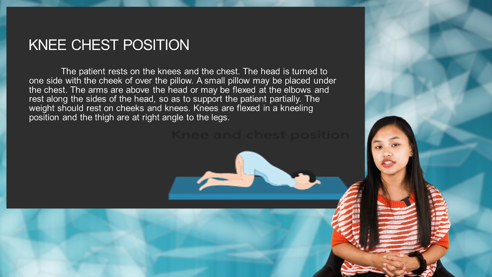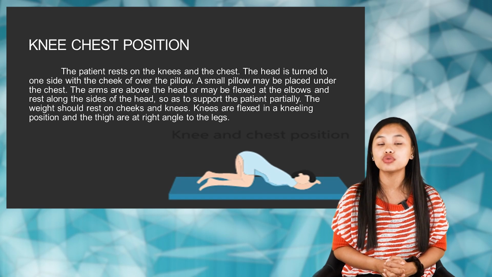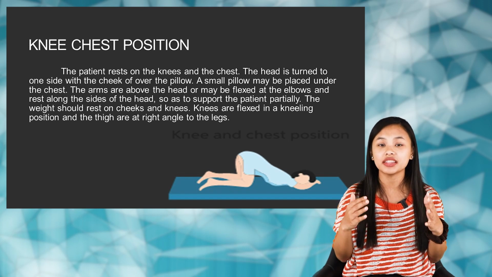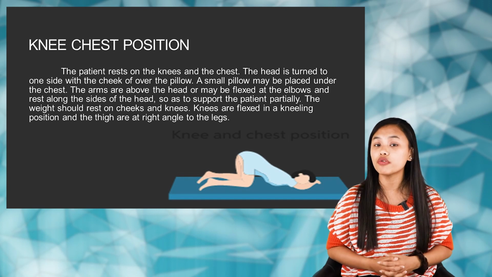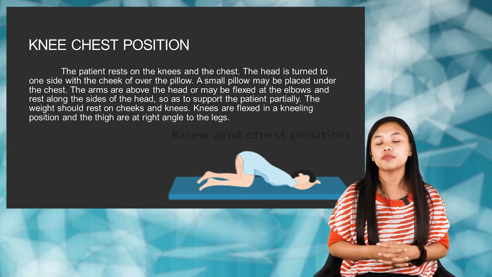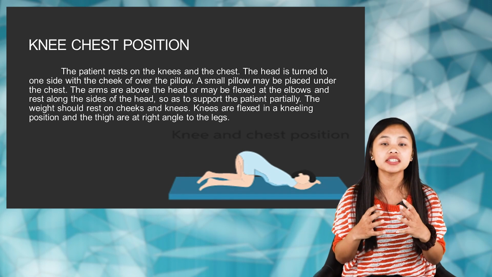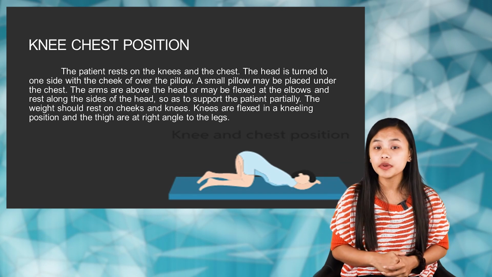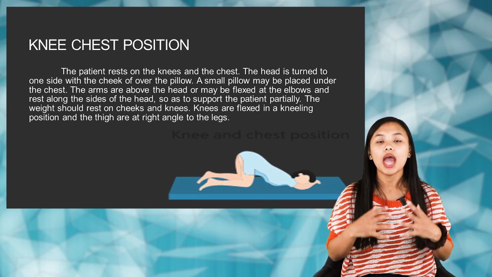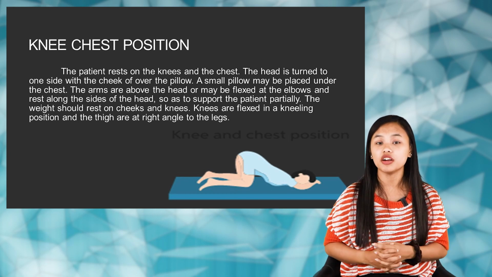Then moving on to the next one, which is the knee chest position. Here we will be advising the client to rest on their chest and their knees. The head is turned to one side with the cheek over the pillow. A small pillow may also be placed under the chest, and here we will be advising the client to put the arms above the head or maybe flex their elbows and rest along the sides of the head so as to support the client partially.